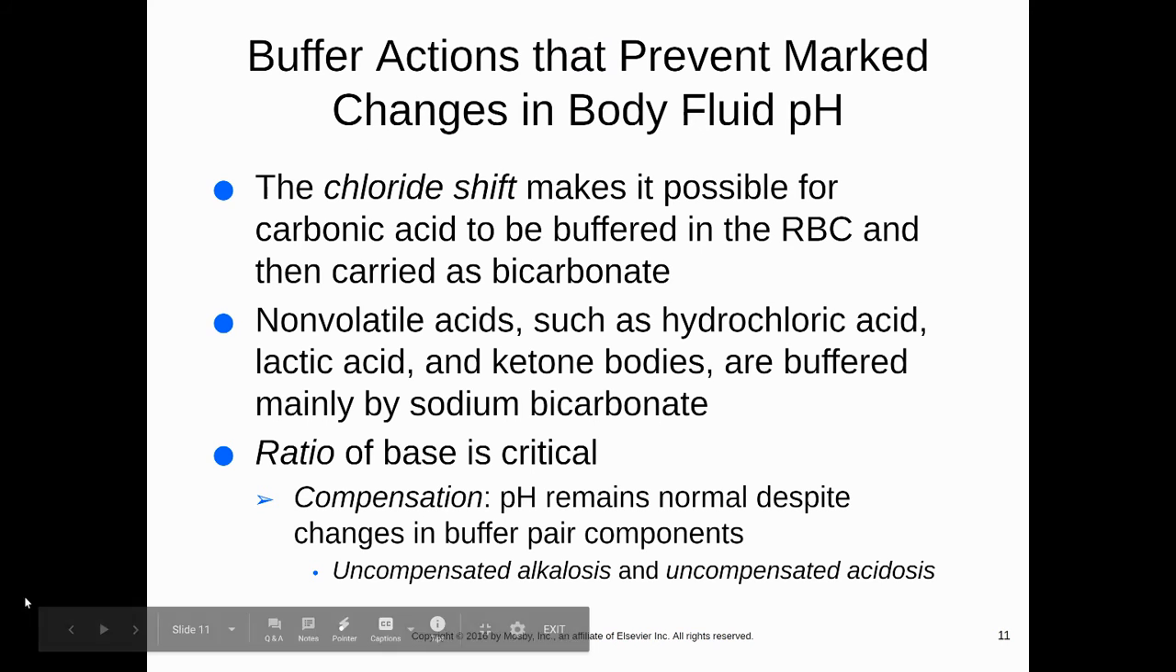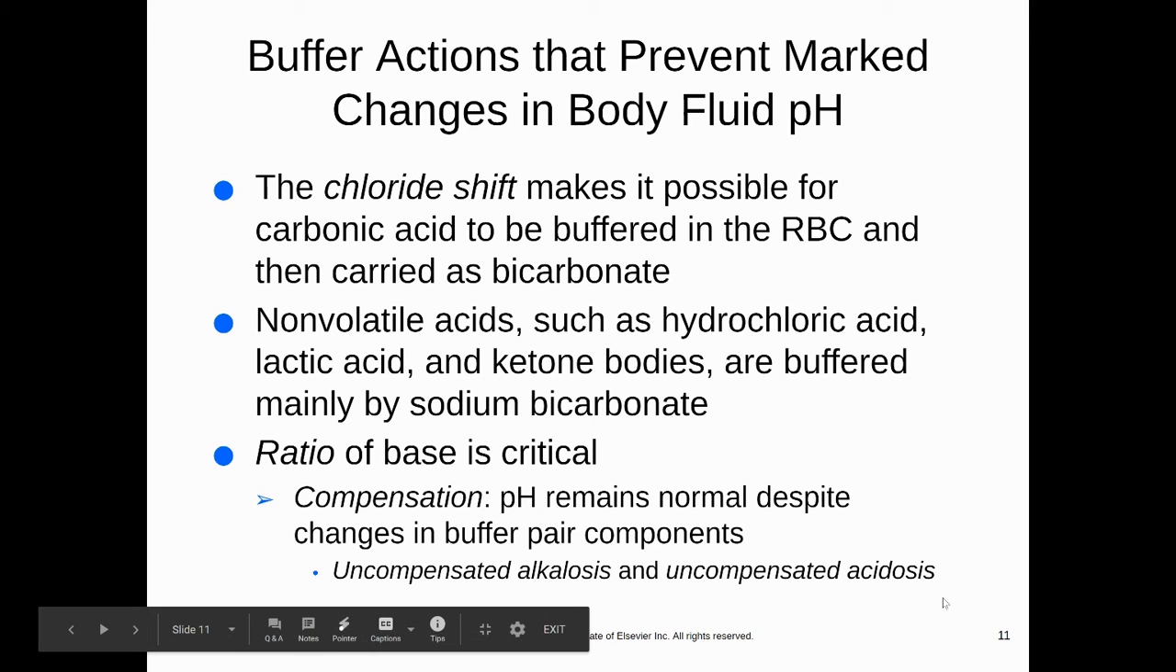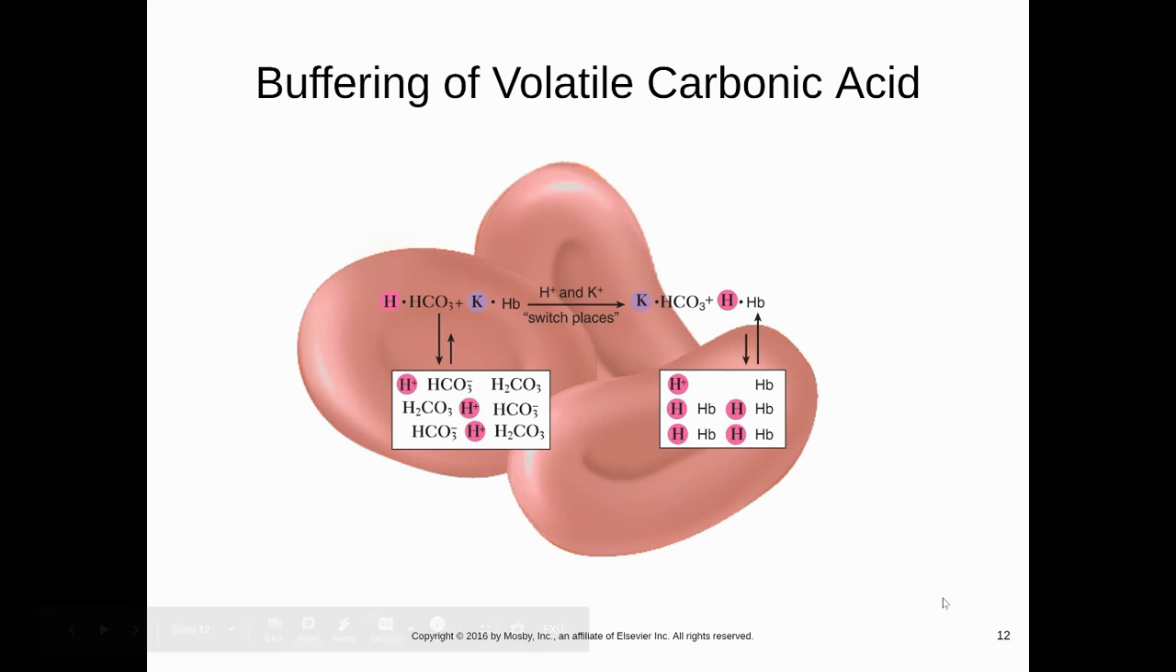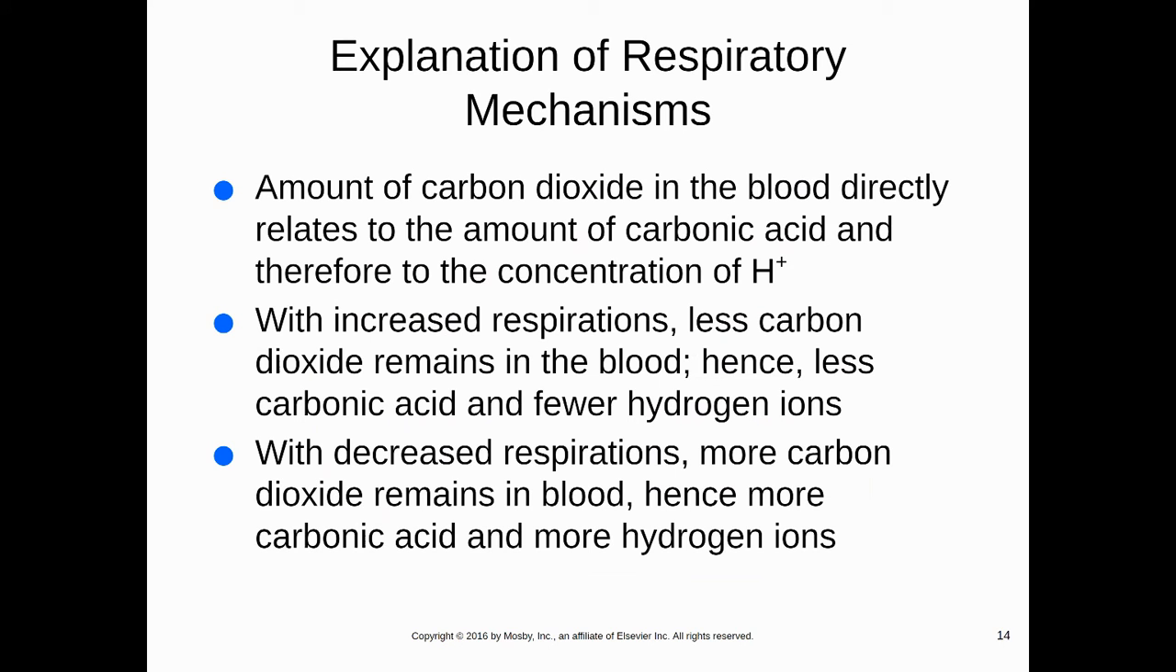Now, the ratio in these situations is critical, because if we don't have the correct pH within our buffer, it's not going to be good. We're going to have alkalosis and acidosis show up, especially within our blood. This is an example of how carbonic acid can become a bicarbonate ion instead, and this demonstrates how the chloride shift would work.